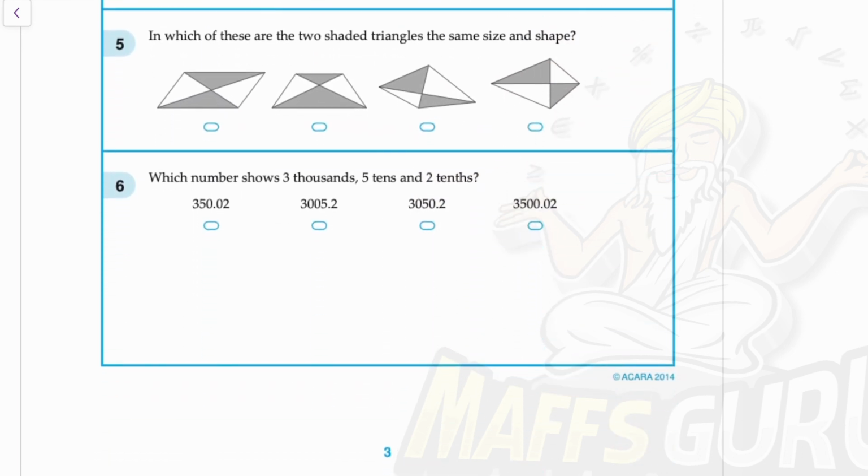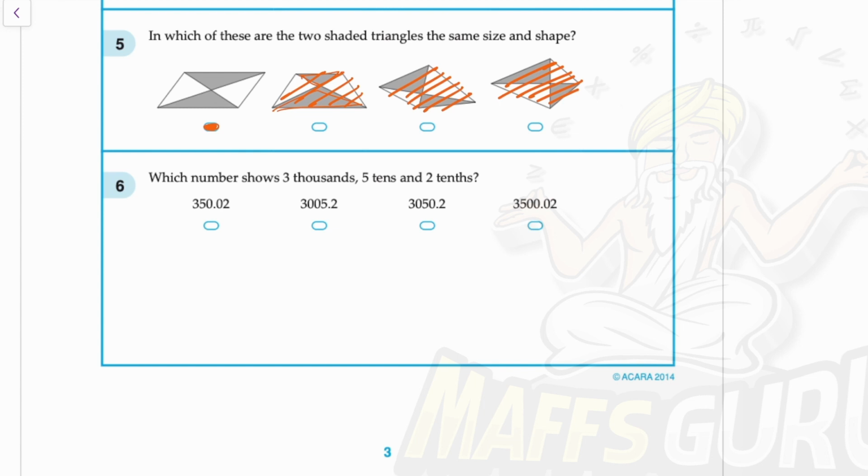In which of these are two triangles shaded the same size and shape? Okay, so basically they're saying here they are congruent. I think the question wasn't necessarily worded particularly well. So if we look at the shaded triangles in each of these diagrams, which of them are the same size and shape? Well, basically we can see for a fact that they aren't the same size. These here are not the same size as far as I'm concerned. I would say that one there was the same size and shape.